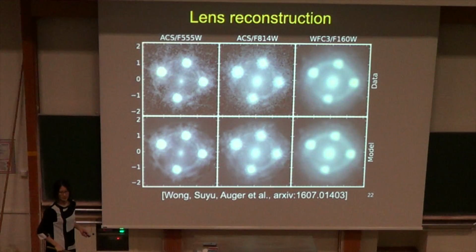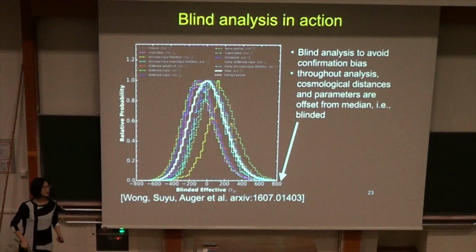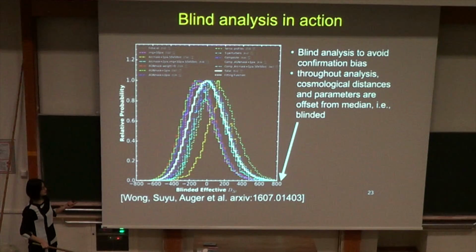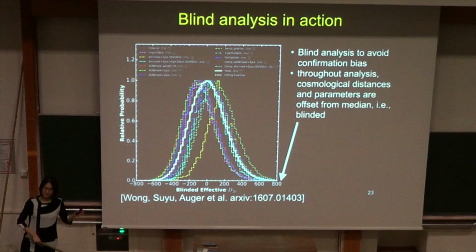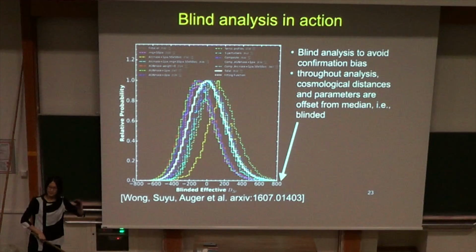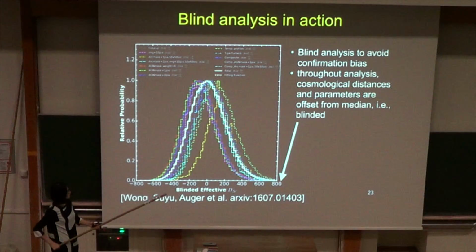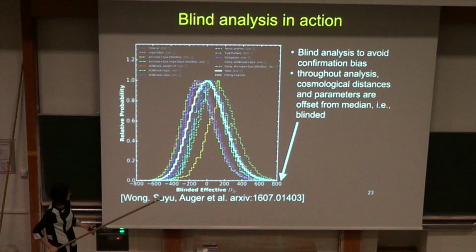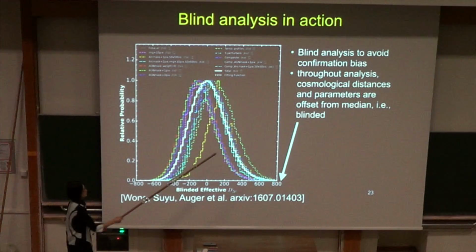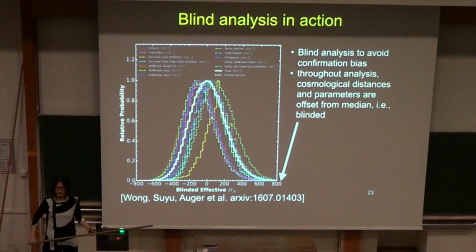To get the time delay distance, a crucial part of our analysis was that it was done blind. What this means in practice is that we don't look at our result, in order to avoid confirmation bias. Because usually if we think H0 is around 70, there's this tendency to confirm what we expect. So in order to avoid that confirmation bias, during the analysis, the cosmological distances and parameters are all offset from the median, that is, they're blinded.